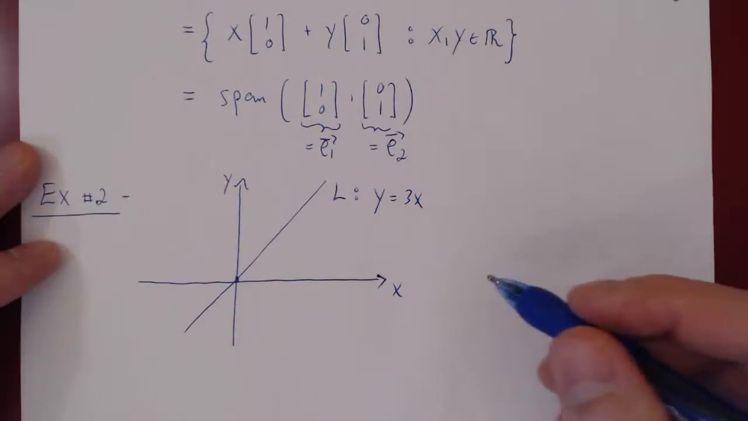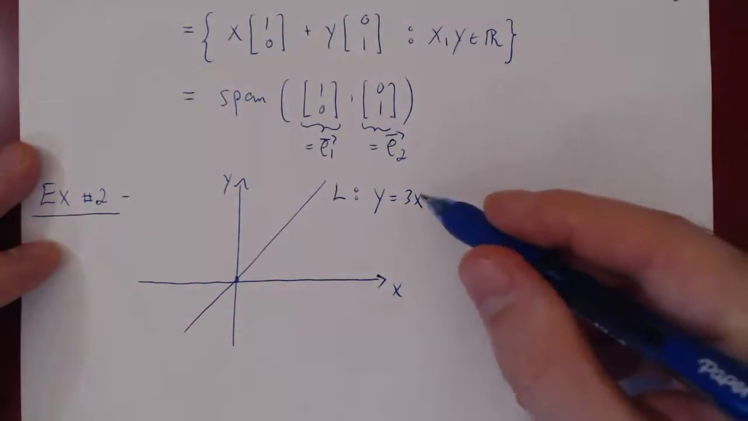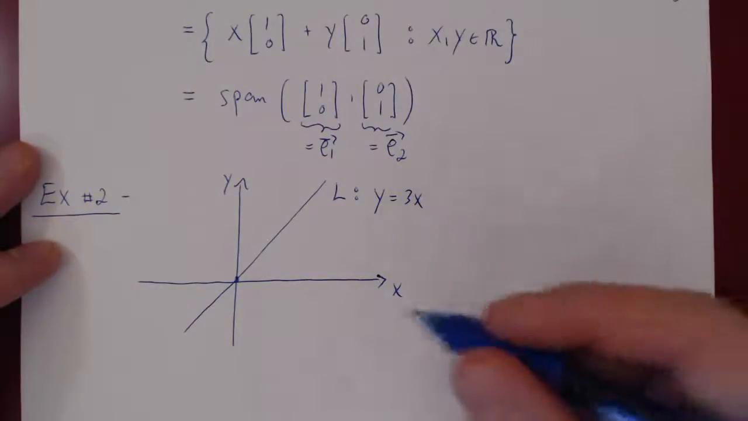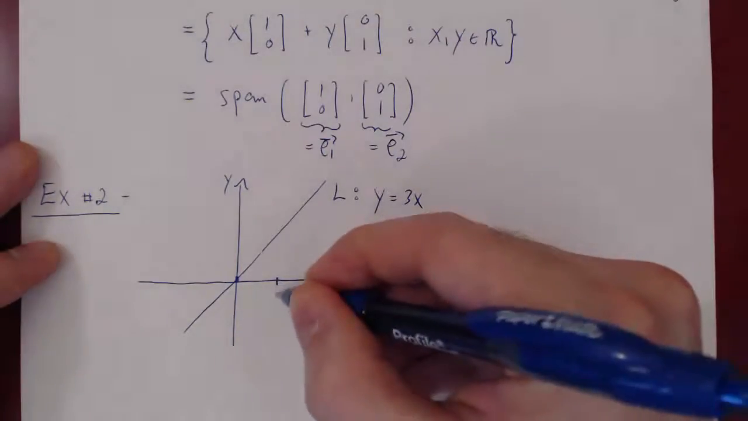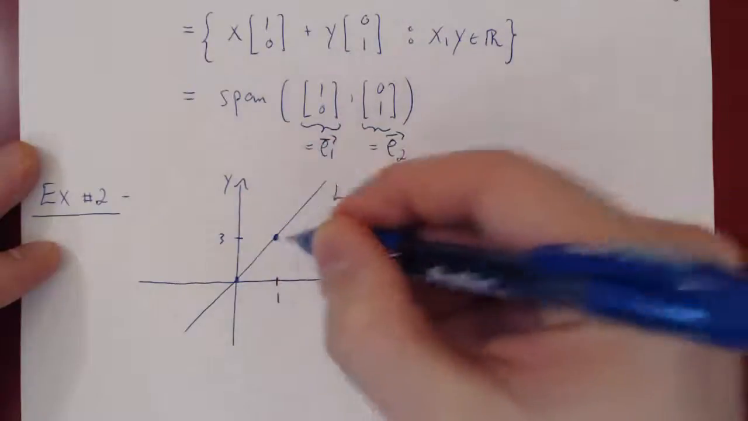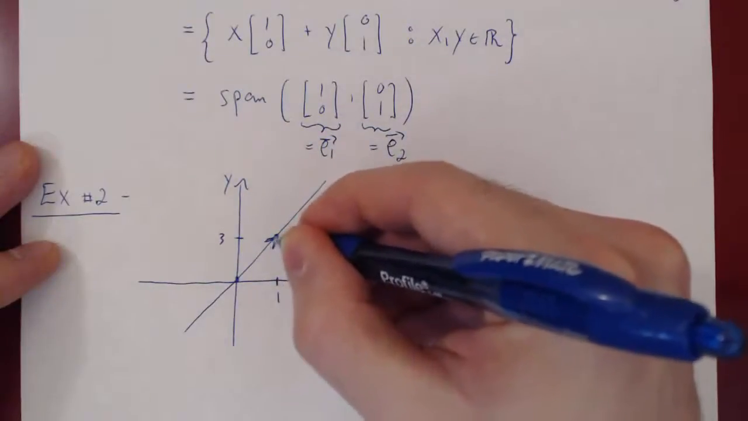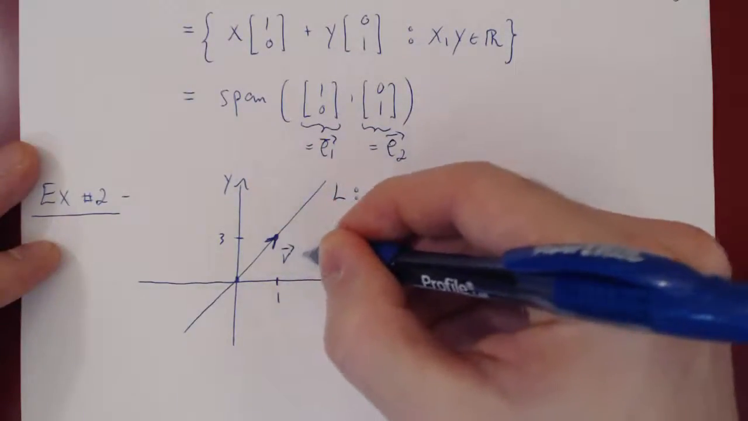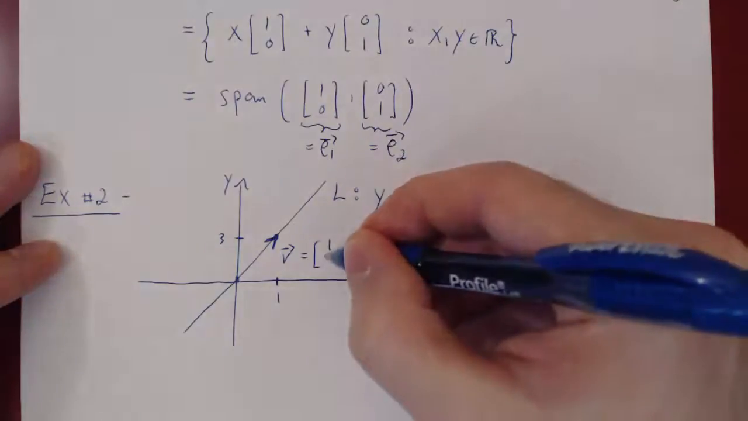Well, a natural choice would be the vector x equals 1, therefore y equals 3. So if x is 1, y will be 3. And now you have the vector, say v, x equals 1, y equals 3.